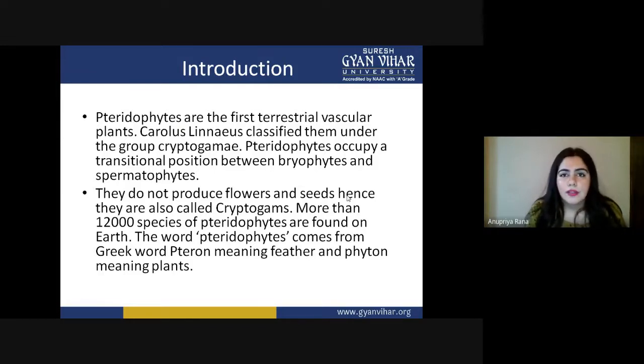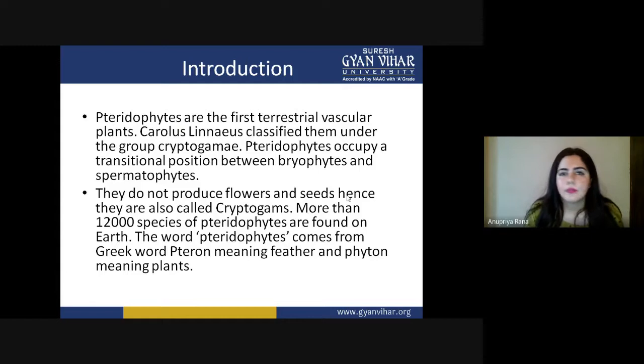But all the cells which have to be present inside the xylem and phloem are not present in the pteridophytes. They are just taking the initiative, or are kind of primitive in the case of having vascular bundles inside them. Very fundamental kinds of vascular tissue cells are present in pteridophytes. There is no very developed vascular bundle present in pteridophytes.